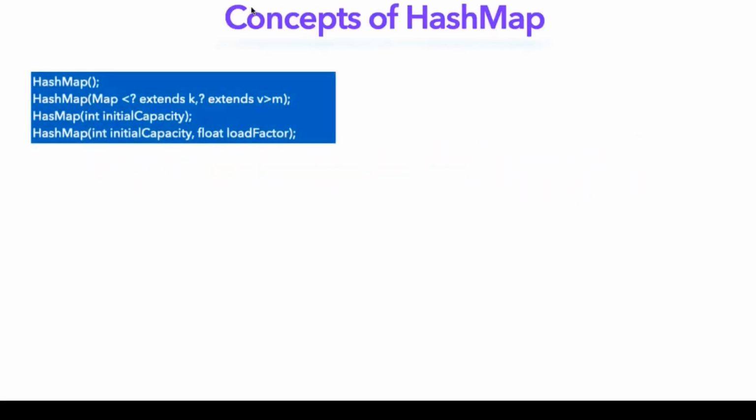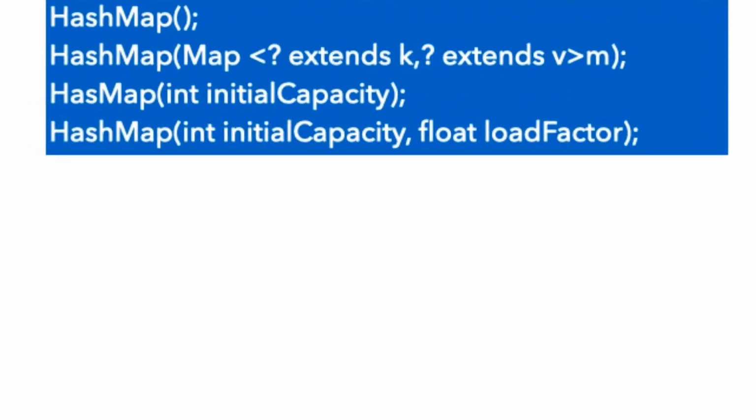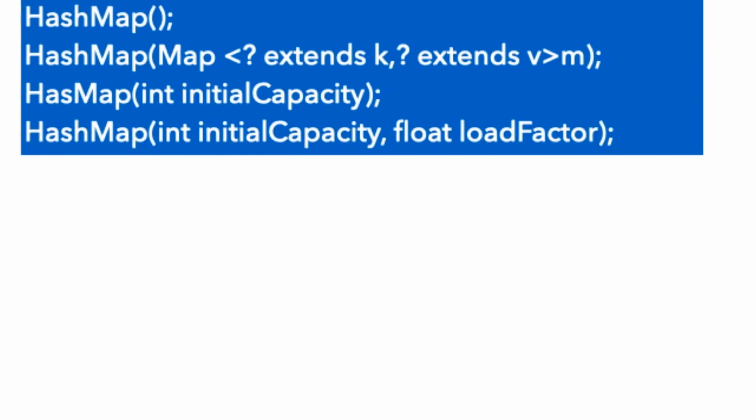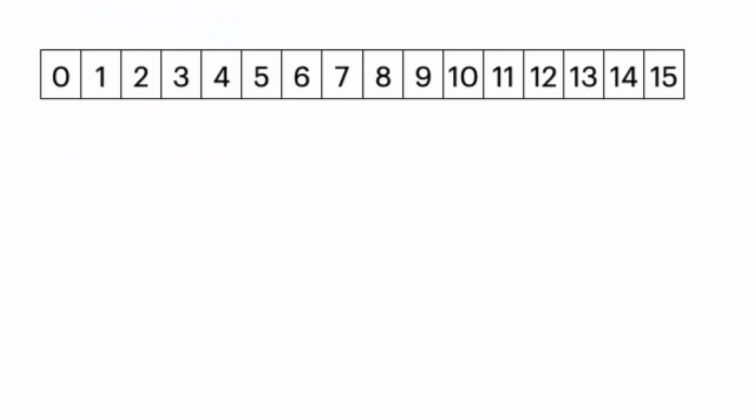An instance of HashMap can be initialized in four ways as shown here: using the default constructor, second with a map object, third with the initial capacity, and fourth with the combination of initial capacity and load factor. It is stored in the form of an array of buckets. We will call these bins.